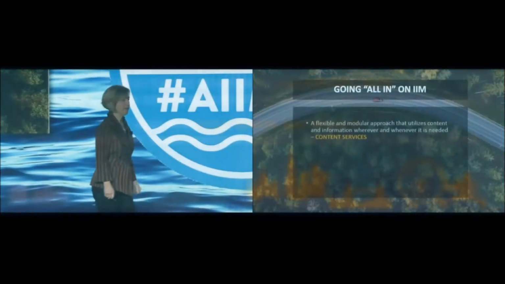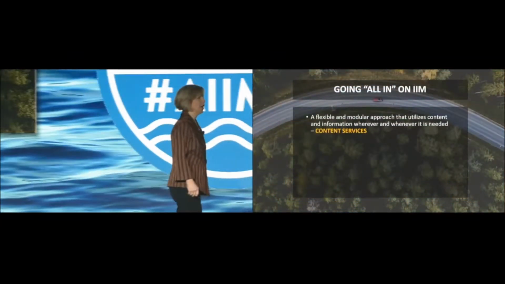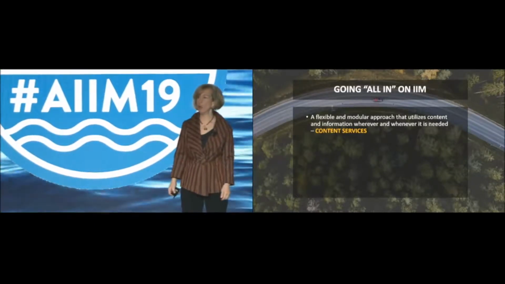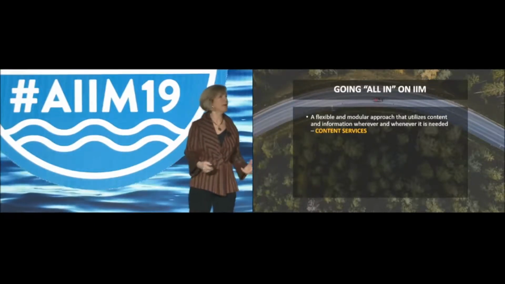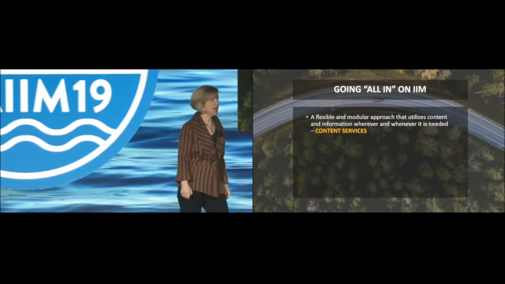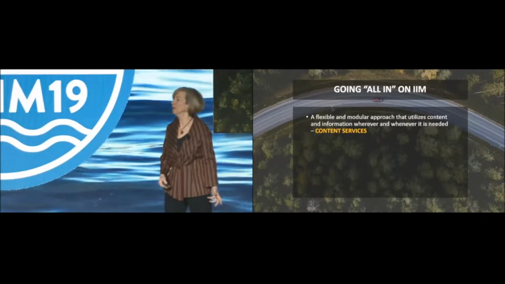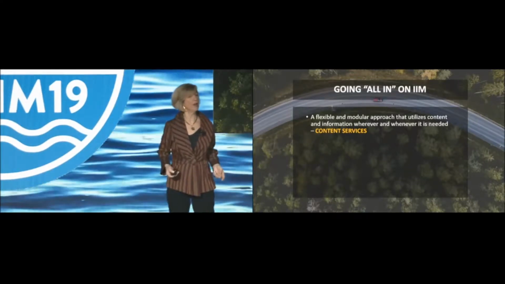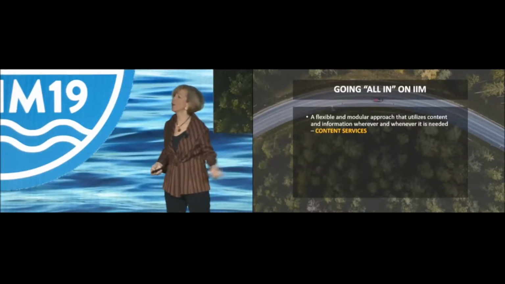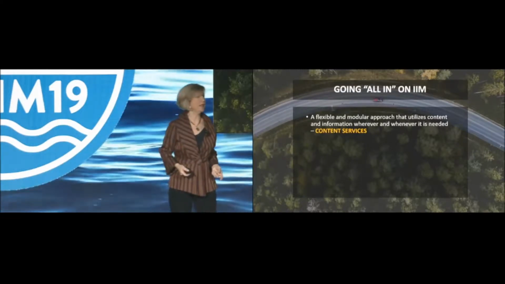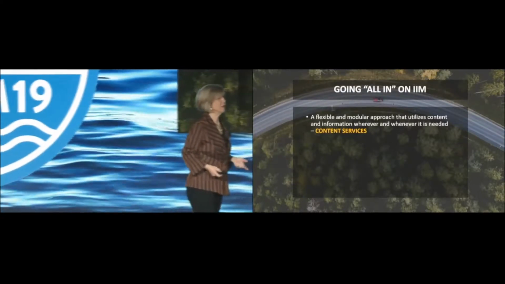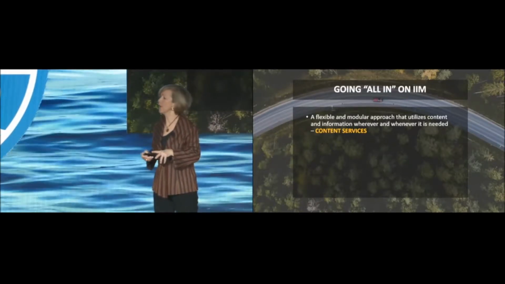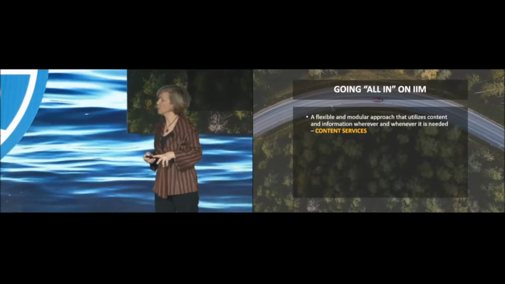So let's look at what we mean by IIM. We actually look at it as a three-legged stool, if you will. Three types of services. Content services is really the new iteration of ECM. It's what we're all very, very comfortable with. That's where you find the creation and the capture of information, the organizing of it and the sharing of it, and yes, putting some governance on top of it as well.